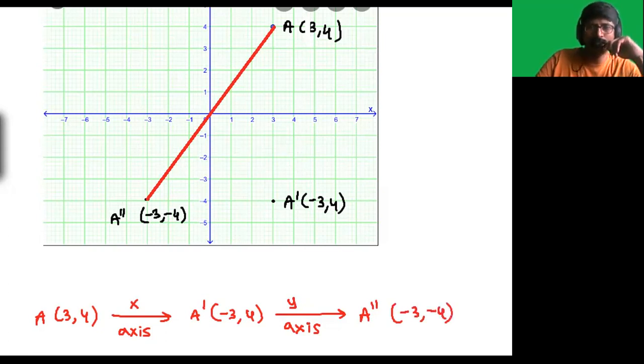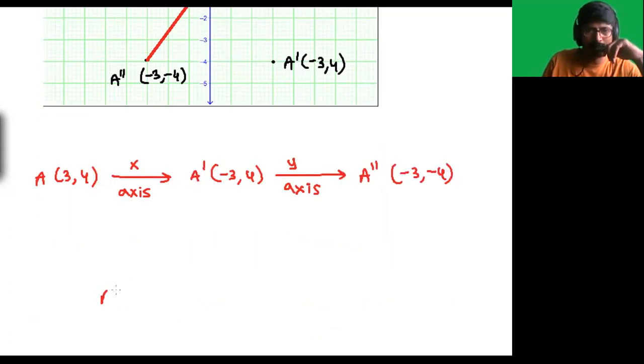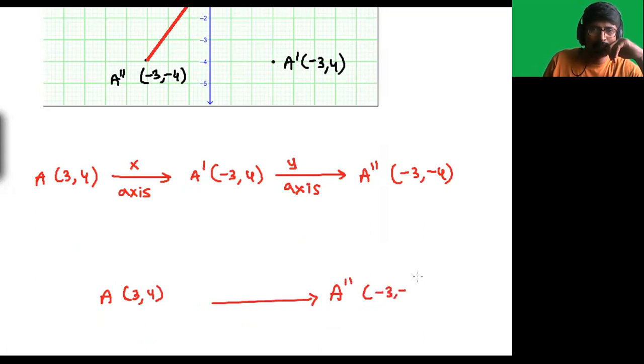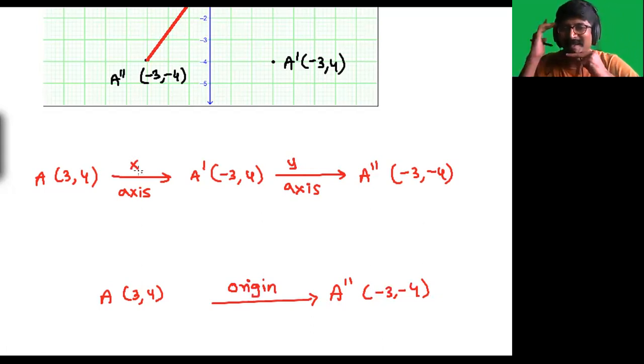So what is the single transformation from A (3 comma 4) to A double prime? Can you guess? Simple. When both the coordinates change, like x becomes negative and y also becomes negative, it is reflection under origin. So guys, what is the trick over here? Remember that if you are done with x and origin, then the remaining would be y. Or if you're done with y and origin, the remaining would be x. So the single transformation is always the remaining one. You can remember it that way.